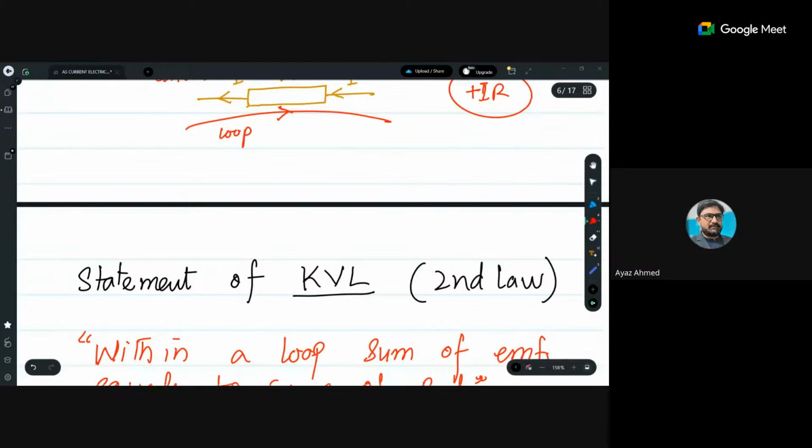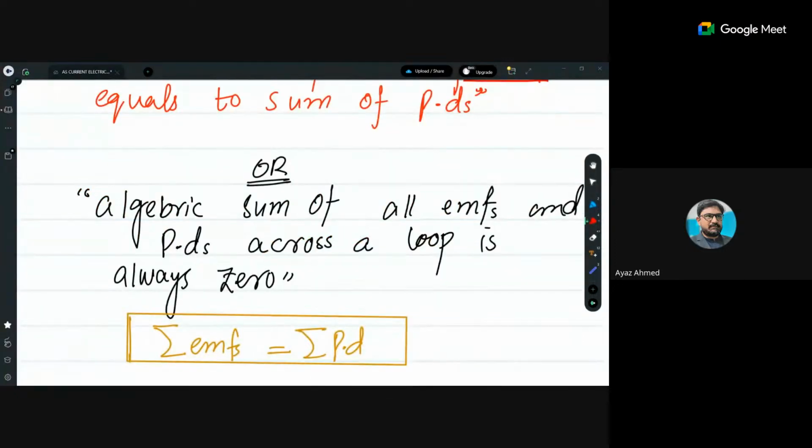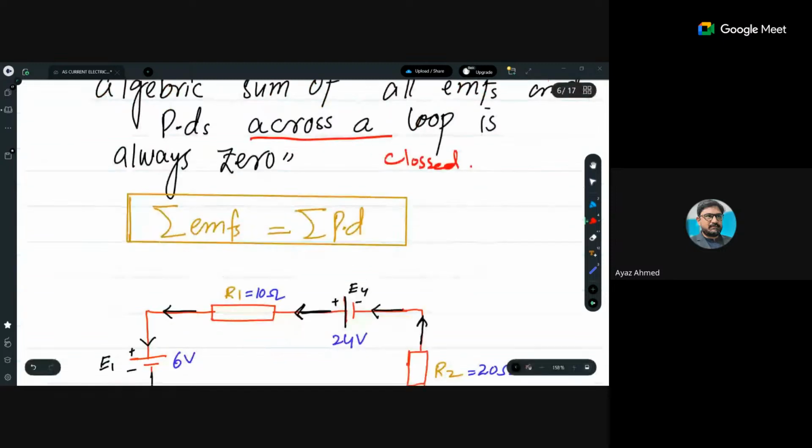That's it. That's simple. So what is the statement of second law? Statement of second law is, within the loop you will state this word, within the loop sum of EMFs equals to sum of potential differences, or algebraic sum of potential differences and EMFs across a closed loop. Here I would add one more word: across a closed loop is always zero. Yani sum of all EMFs will be equal to sum of all potential differences.